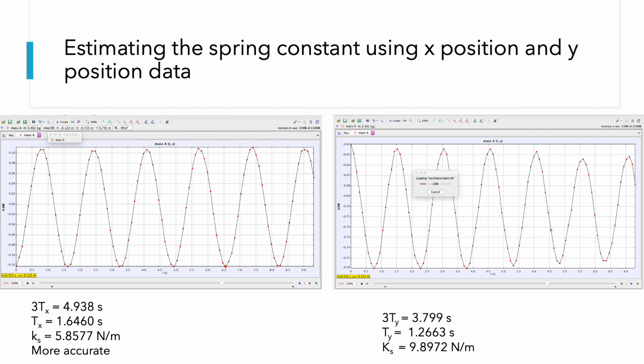Estimating the spring constant using x position and y position data. So here you have the two x and y positions, the two periods that we got from the graph, and the two Ks values. The one in the x direction is more accurate, which could be explained by there being fewer dissipative forces on the x motion.